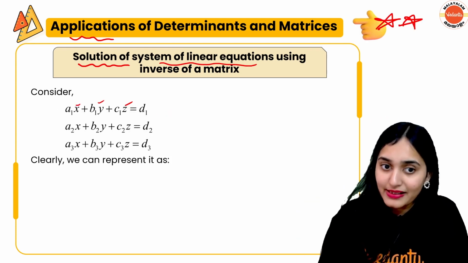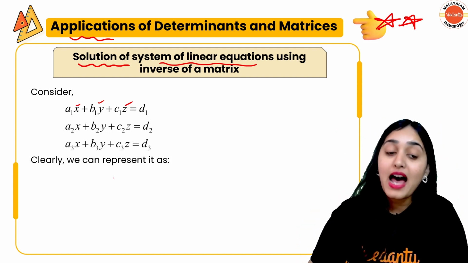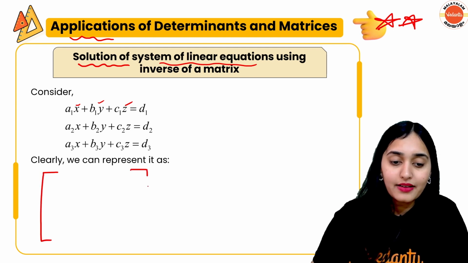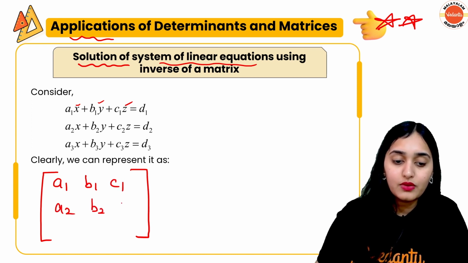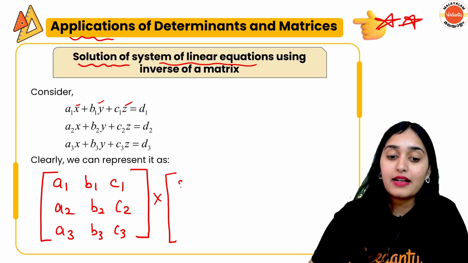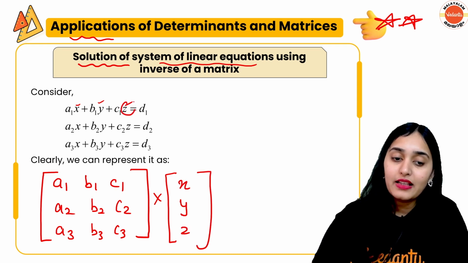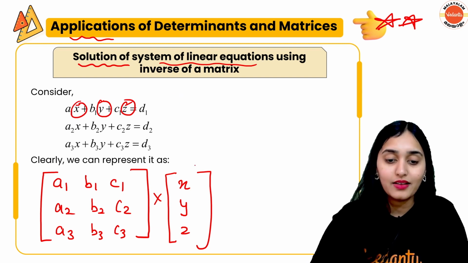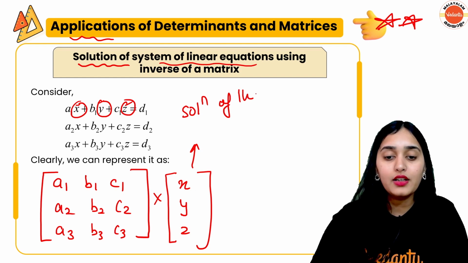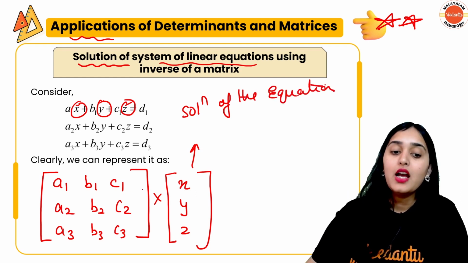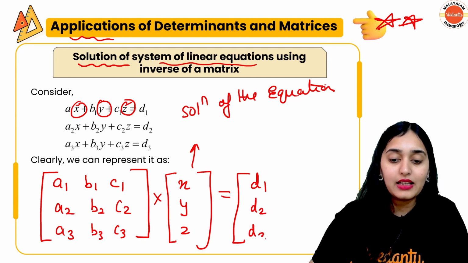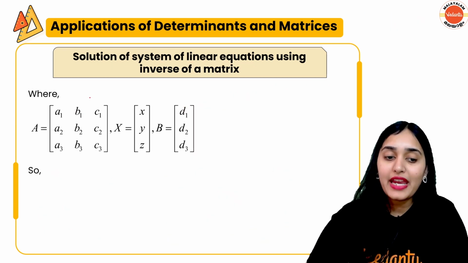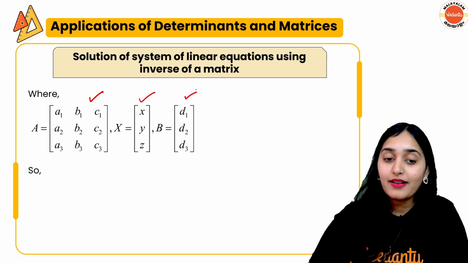Then, you can represent this in the form of a matrix. How? So, first you will form a matrix with the coefficients. Okay. A1, B1, C1. A2, B2, C2. A3, B3, C3. Okay. If you multiply this with another matrix X, Y, Z. What is X, Y, Z? The variables, the solution of the equation. Okay. So, if you multiply this with this, what should you get? You should get D1, D2 and D3. Right?